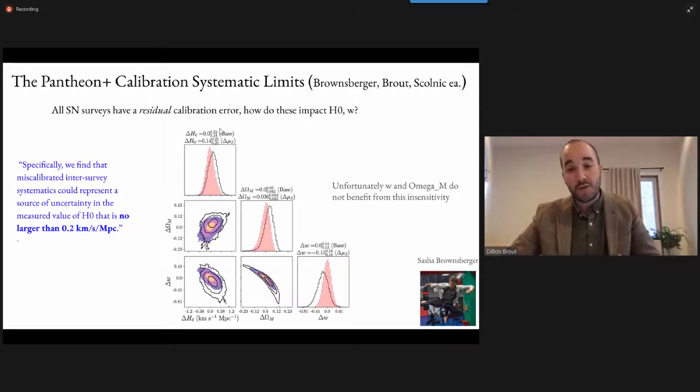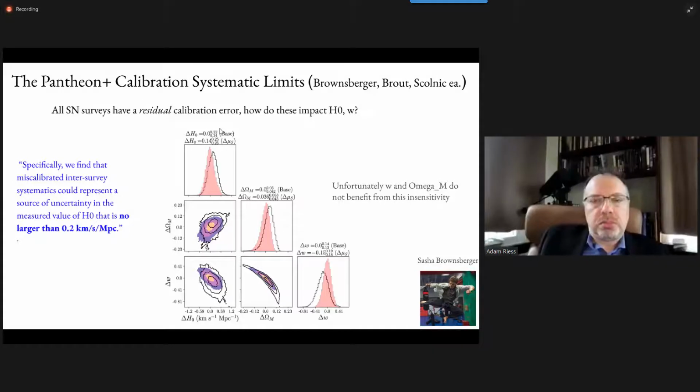Unfortunately, this is not also true for w and omega matter. They don't benefit from this sensitivity. But in terms of your confidence in the distance ladder measurement of H0, it's something we can have a sigh of relief about.